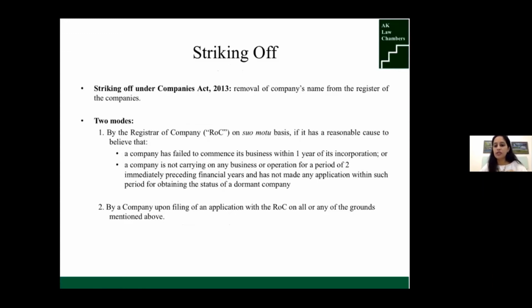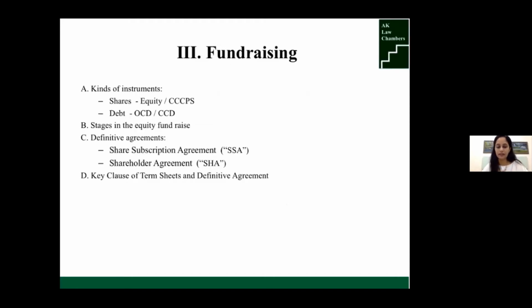You need to ensure that after you incorporated your company, you haven't carried on any business for the last 1 year, or for the immediately preceding 2 financial years, there has been no business whatsoever. You file this application. Again, the nitty-gritties of this, your company secretary or your chartered accountant or your lawyer will be able to advise you on how to go ahead and have this done.